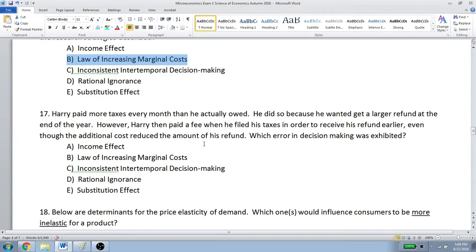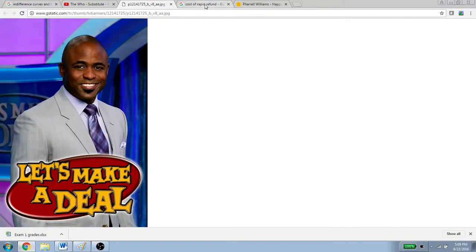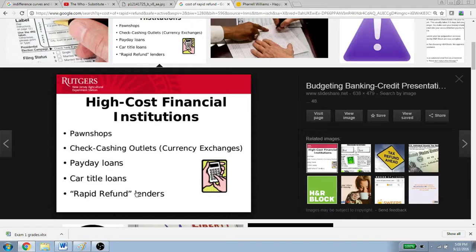Harry paid more taxes every month than he actually owed. He did so because he wanted to get a larger refund at the end of the year. And then Harry pays a fee when he files his taxes in order to receive his refund earlier. Got another nice little slide here. There's certain things that you just shouldn't do. It's a nice little piece of financial literacy.